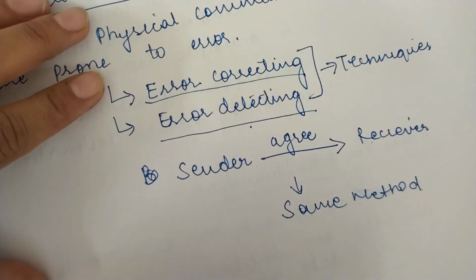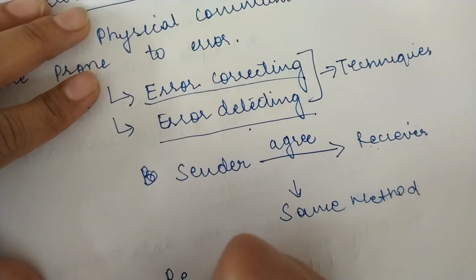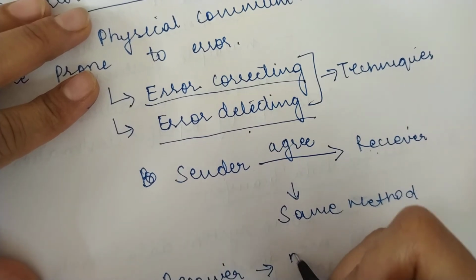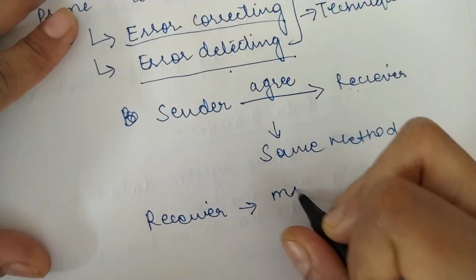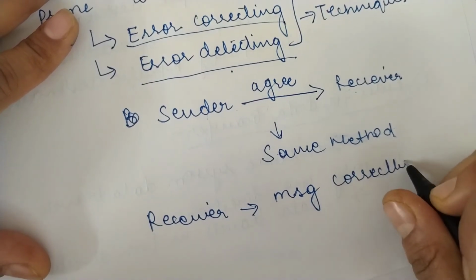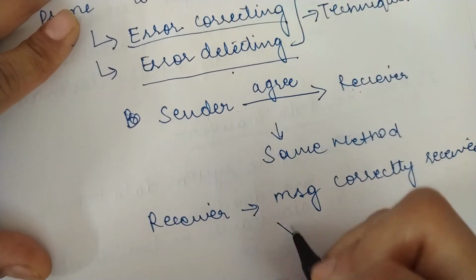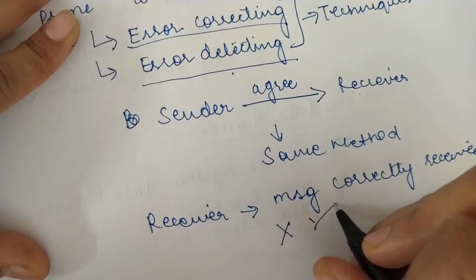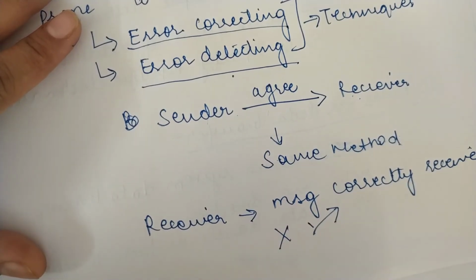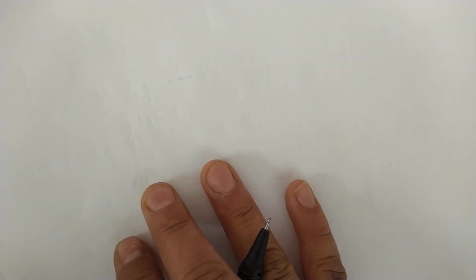Also, the receiver must have some way of telling the sender which messages have been correctly received, and which messages have not been correctly received. So these are the issues related to error control in a layer.